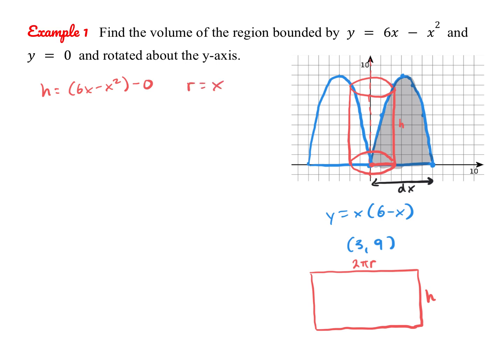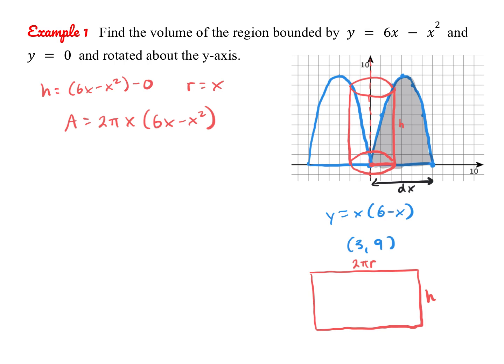r equals x. And again, x is arbitrary. It can be any x value over this interval. Depending on the x value, that will dictate the height of any individual rectangle. So I can define the area of our individual rectangles by saying 2 pi r, which is x, times the height, 6x minus x squared. So again, this is the general area of any rectangle within my solid.